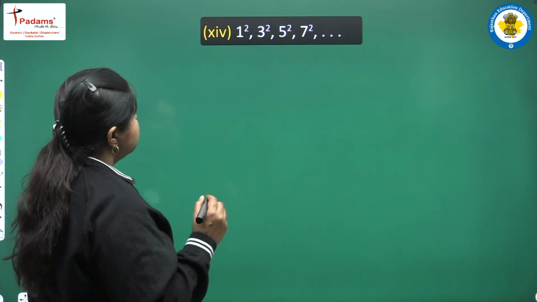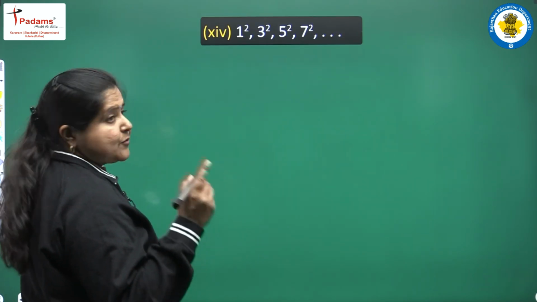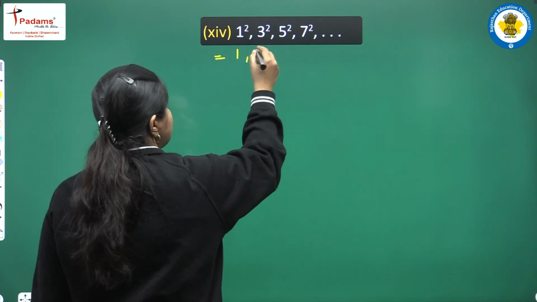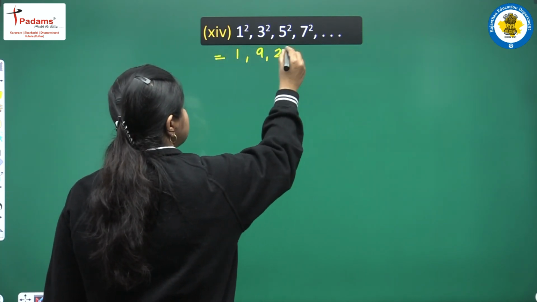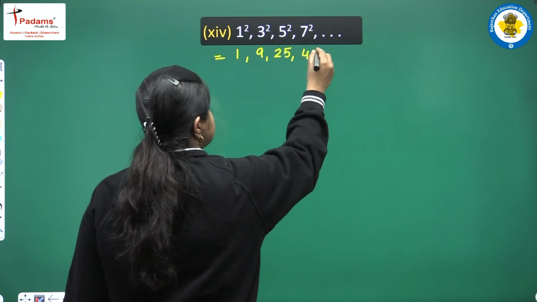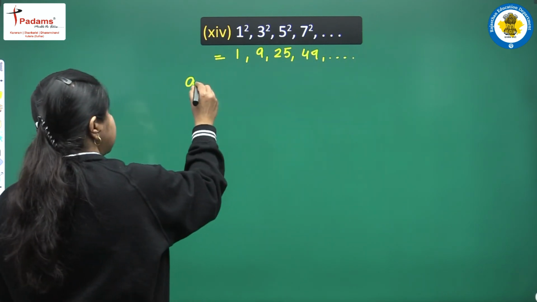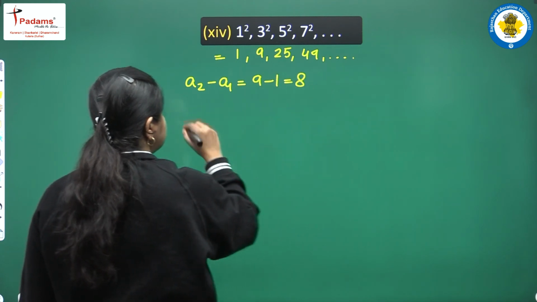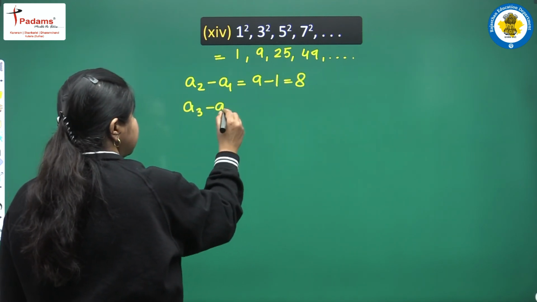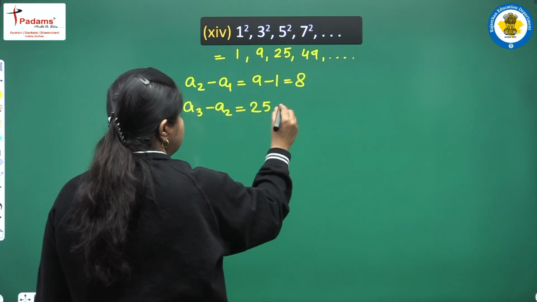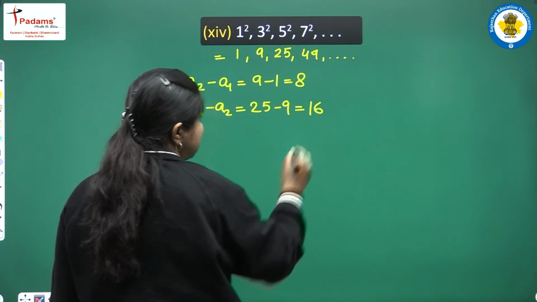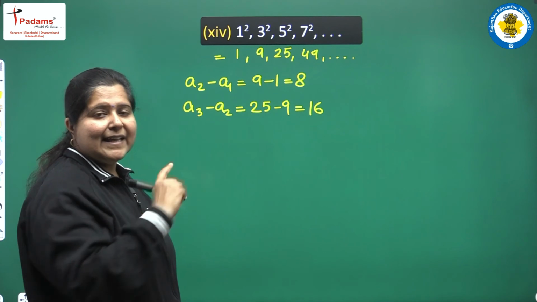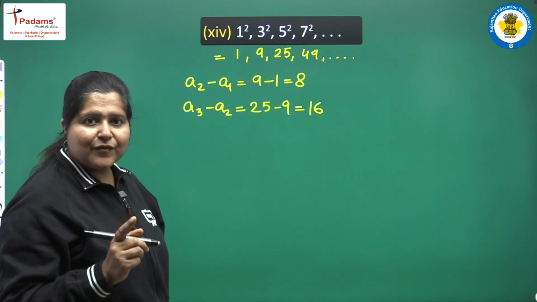Okay. Next we have one more part, 1 square, 3 square, 5 square, 7 square and so on. Let us write them as 1, 3 square is 9, 5 square is 25, 7 square is 49 and so on. Now we can easily find A2 minus A1. It will be 9 minus 1 equal to 8. Then A3 minus A2. It will be 25 minus 9 equal to 16. And this time the difference is again not equal. We can say that this list of numbers does not form an AP.